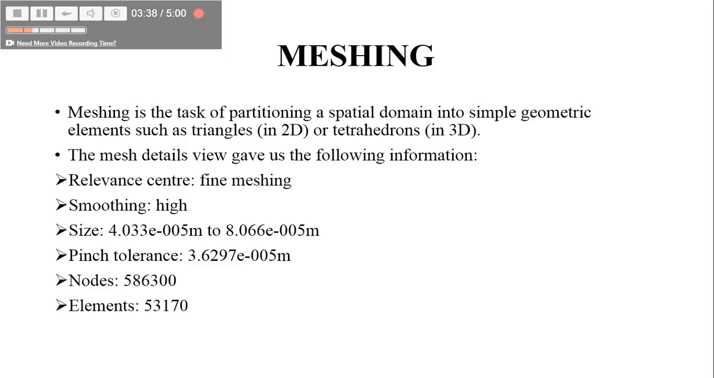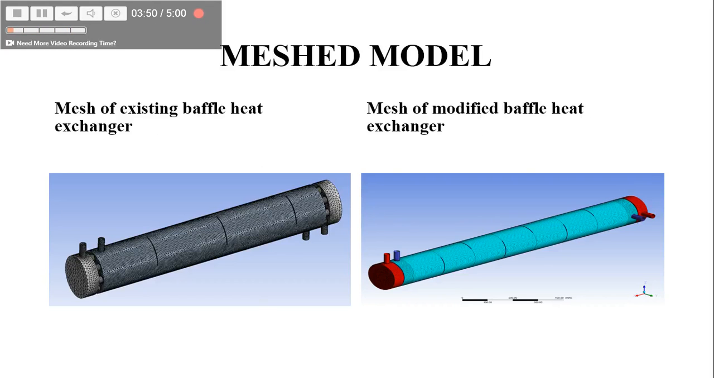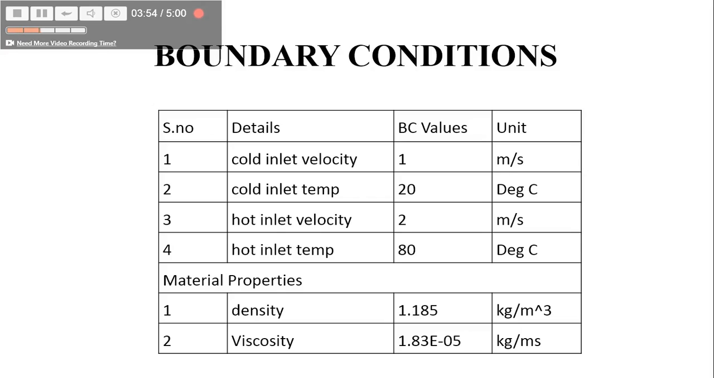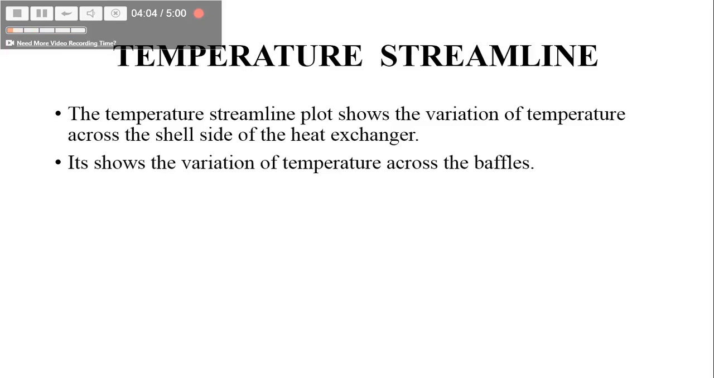and meshing is made using HyperMesh, where the number of nodes is around 586,300 and the number of elements is around 53,170. This is the meshed model, and these are the boundary conditions of the heat exchanger, where cold inlet velocity is 1 and temperature is 20, and hot inlet velocity is 2 and temperature is 80 degrees Celsius.